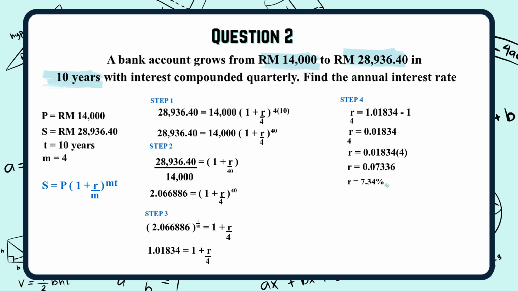Then I divide both sides of the equation by 40,000 to isolate the term containing the interest rate. After that, I took the 40th root on both sides to remove the power of 40. This gives me the value of 1 plus r over 4. I then subtracted 1 from both sides and multiplied the result by 4 to find the value of r. So the final answer is 7.34% per annum.